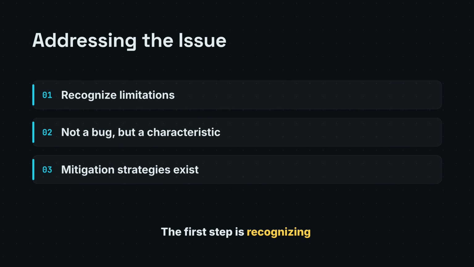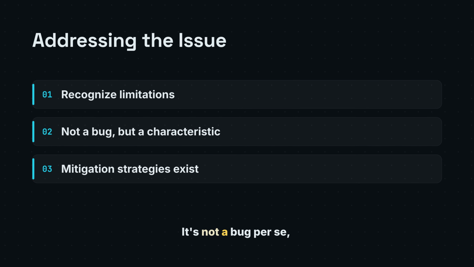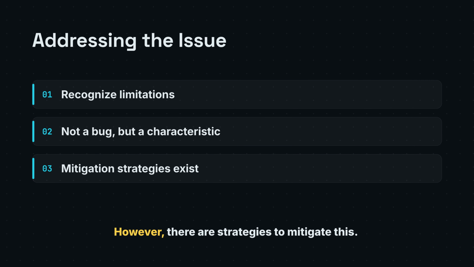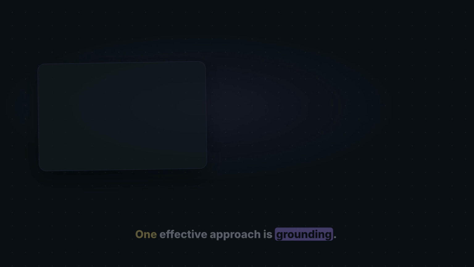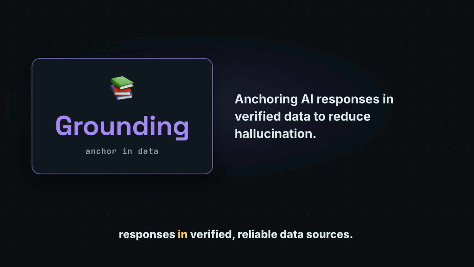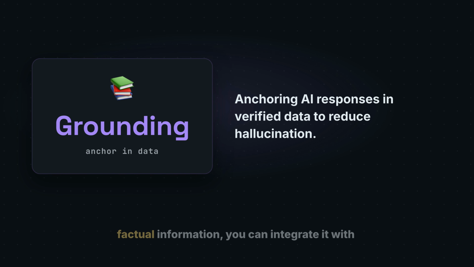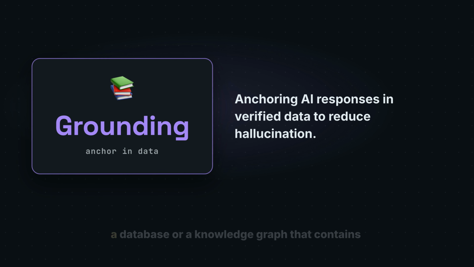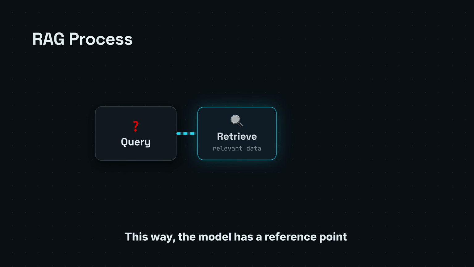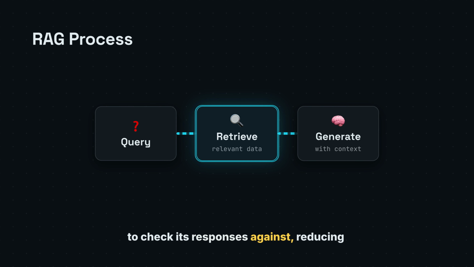The first step is recognizing that hallucination is a known limitation of the current AI models. It's not a bug, per se, but a characteristic of how they process information. However, there are strategies to mitigate this. One effective approach is grounding. Grounding involves anchoring the AI's responses in verified, reliable data sources. For instance, if your AI is meant to provide factual information, you can integrate it with a database or a knowledge graph that contains validated facts. This way, the model has a reference point to check its responses against, reducing the likelihood of hallucination.